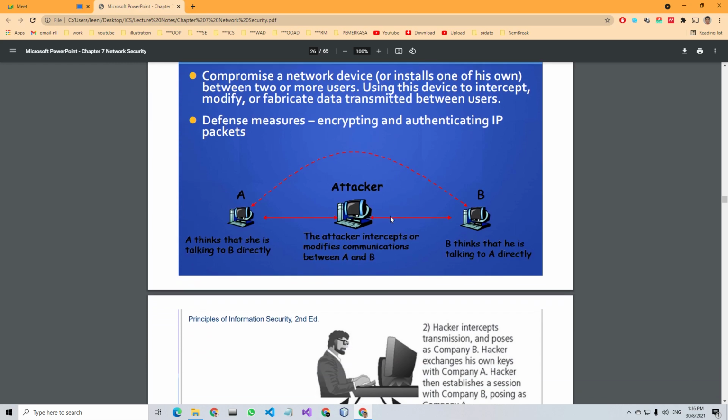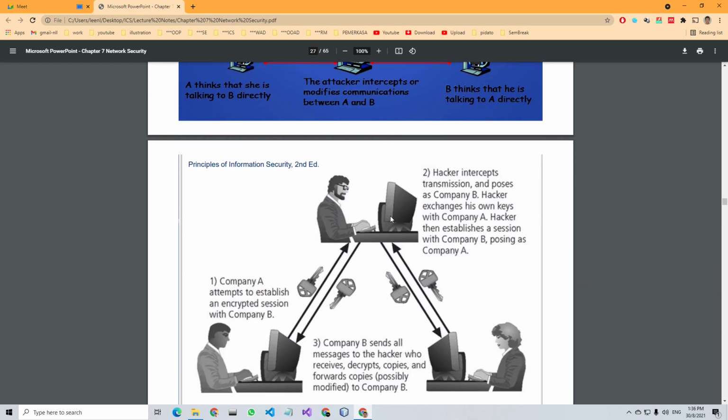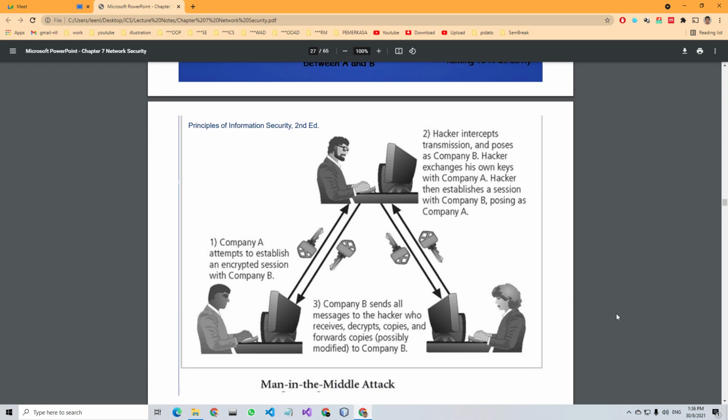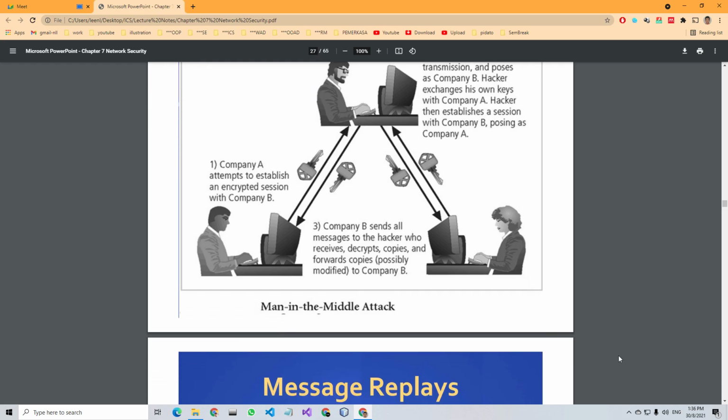The attacker makes a connection between the victims and sends messages between them. The diagram shows it very clearly. Both victims think that they are talking directly to each other, but actually the attacker controls the session. So in this scenario, the attacker has successfully impersonated the users.